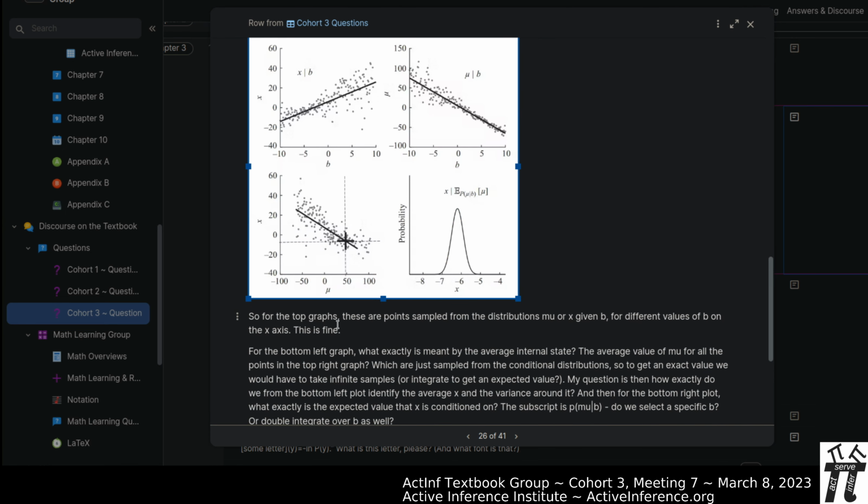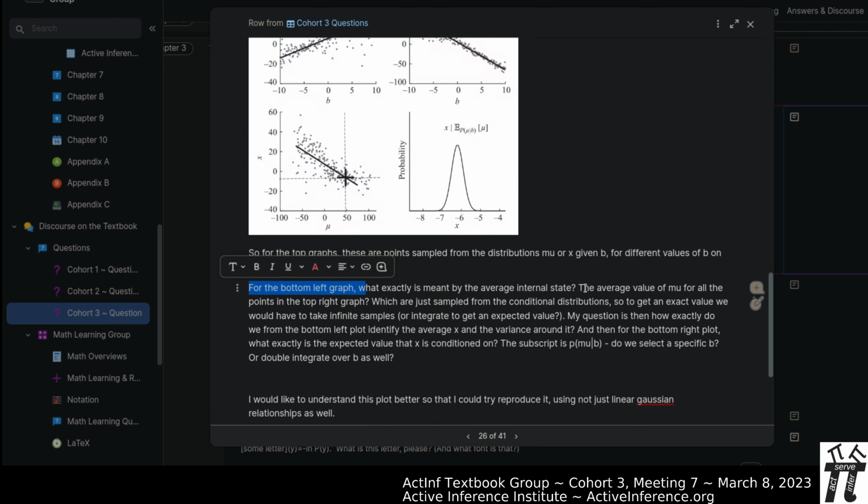So for the top graphs, these are points sampled from distributions mu or x given b, for different values of b, blanket states, on the x-axis. This is fine. For the bottom left graph, what is meant by the average internal state? The average value of mu for all the points in the top right graph, which are just sampled from conditional distributions. So to get the exact value, we would have to take infinite samples or integrate.